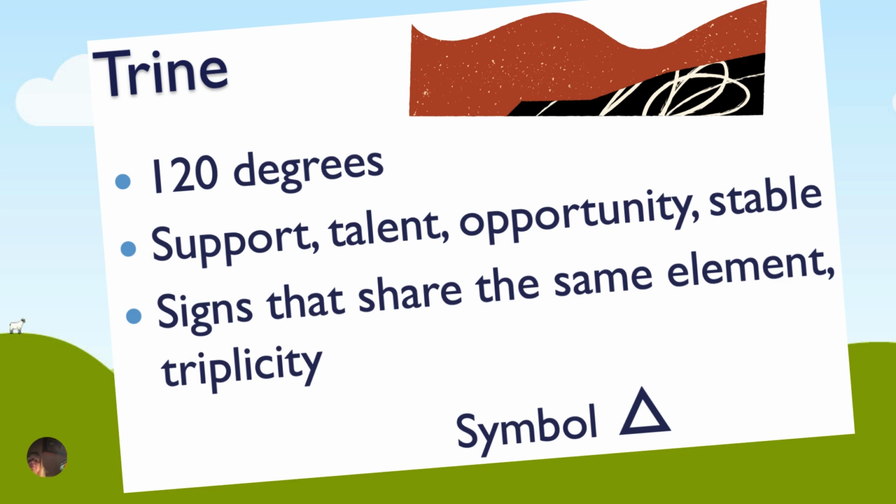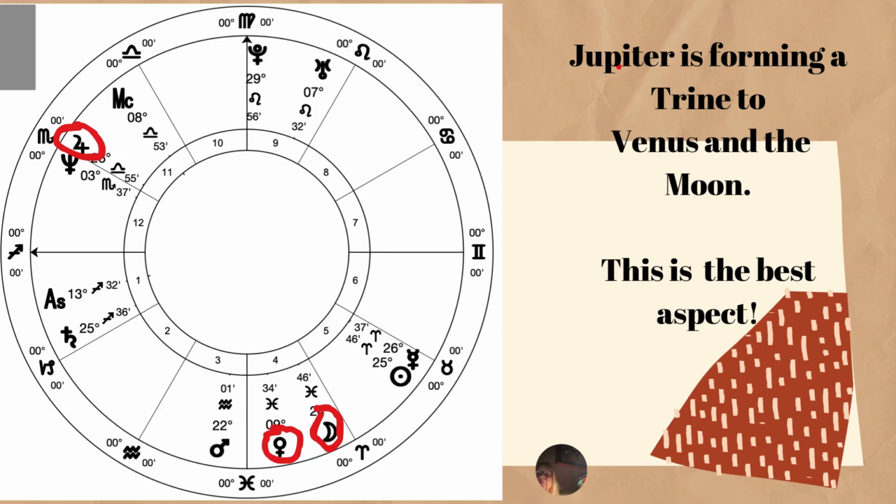If you have two planets trining each other, they're 120 degrees apart, and they definitely support each other. This is the best aspect. In this chart, we have Jupiter forming a trine to Venus and to the moon.